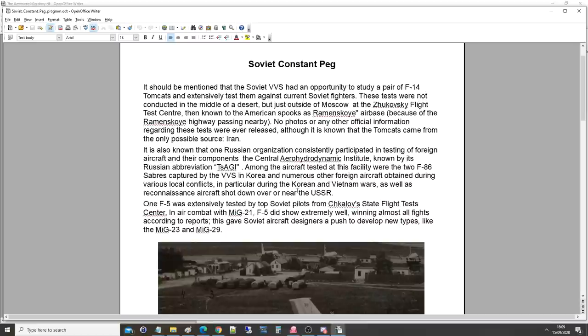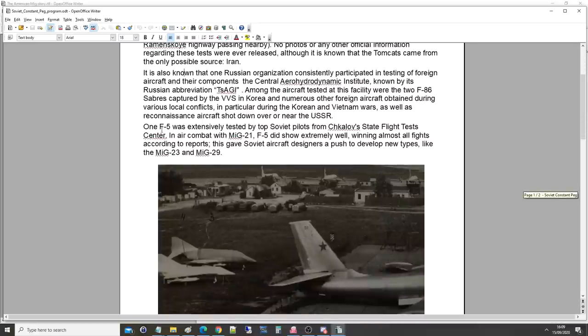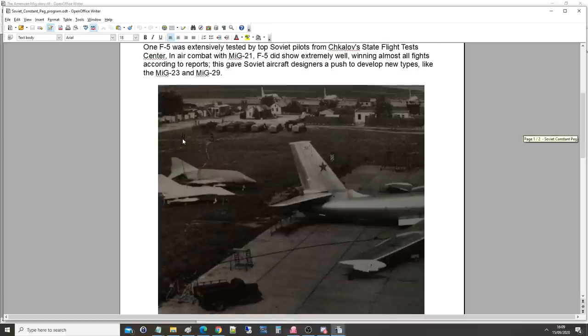In particular, during the Korean and Vietnam Wars, as well as the reconnaissance aircraft shot down over or near the USSR. One F-5 was extensively tested by top Soviet pilots from Kalovs State Flight Test Center. In air combat with the MiG-21, the F-5 did show extremely well, winning almost all fights according to the reports. This encouraged Soviet aircraft designers to push to develop new types like the MiG-23 and the MiG-29.